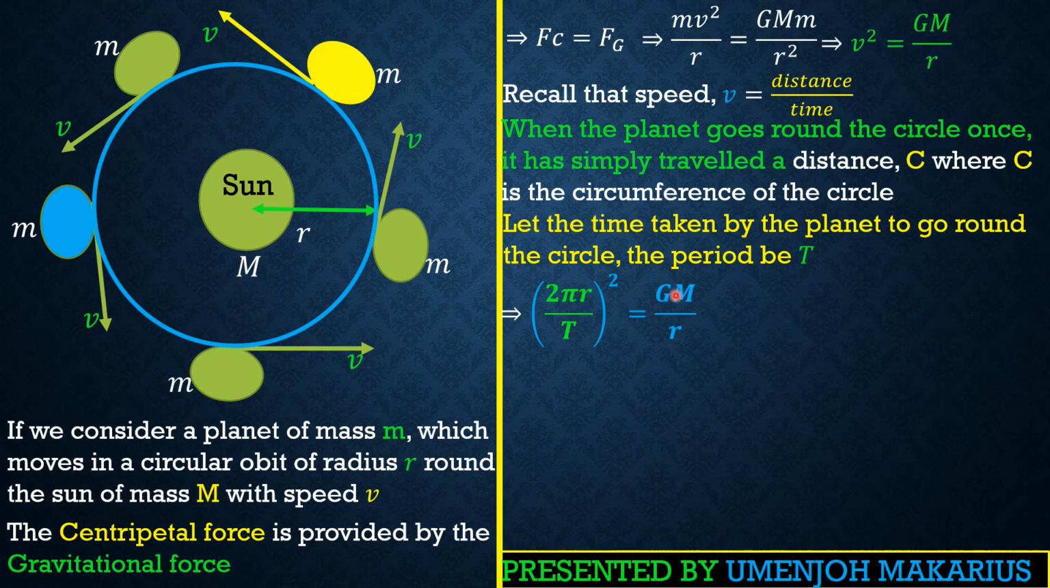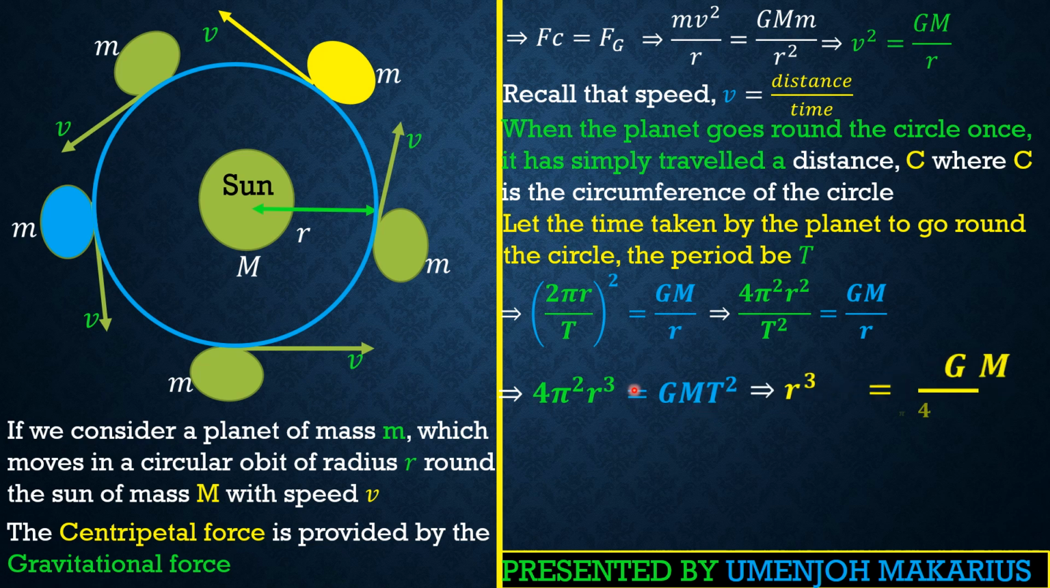G big M over r. If we open out the square, guys, we are going to have 4 pi squared r squared over T squared, which is equal to G big M over r. Cross multiplying, guys, we're going to have 4 pi squared r cubed equal to G big M T squared. If we divide out by 4 pi squared first, we are going to have r cubed being equal to G big M over 4 pi squared.